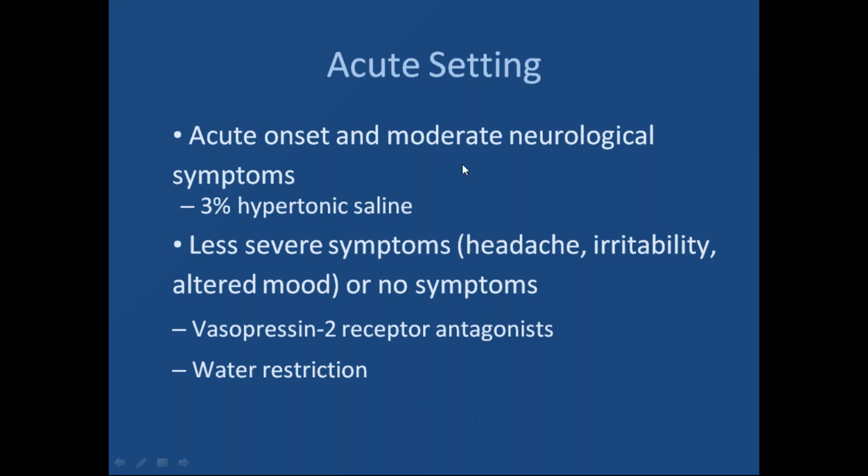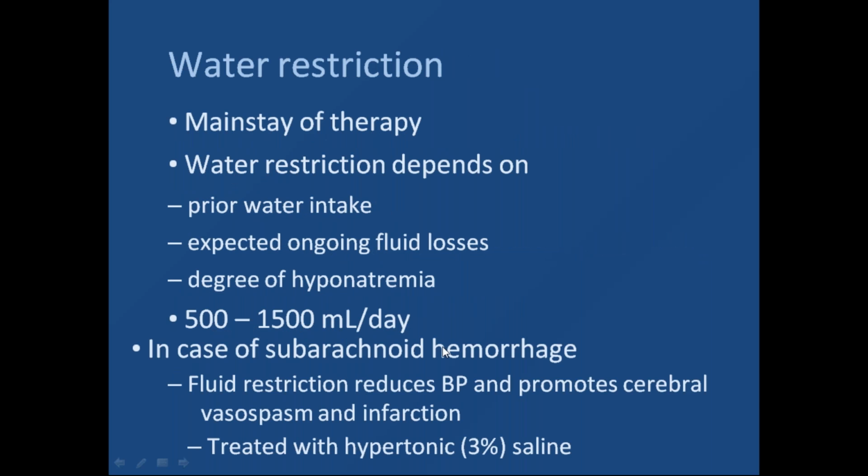When there are moderate neurological symptoms, we use 3% hypertonic saline. With less severe symptoms or no symptoms, water restriction alone is enough. And sometimes Vaptans, vasopressin 2 receptor antagonists. So water restriction is the mainstay of treatment.